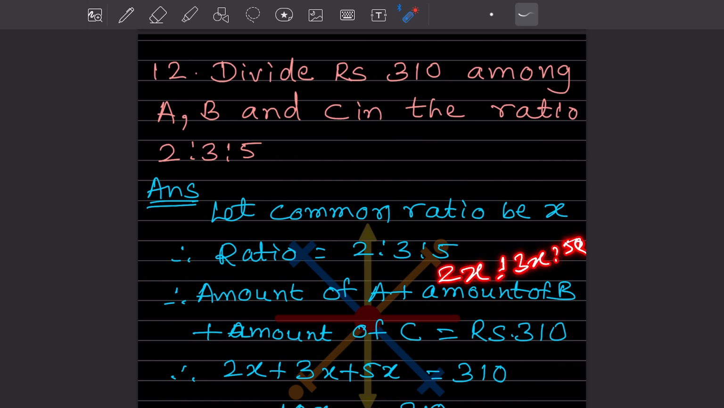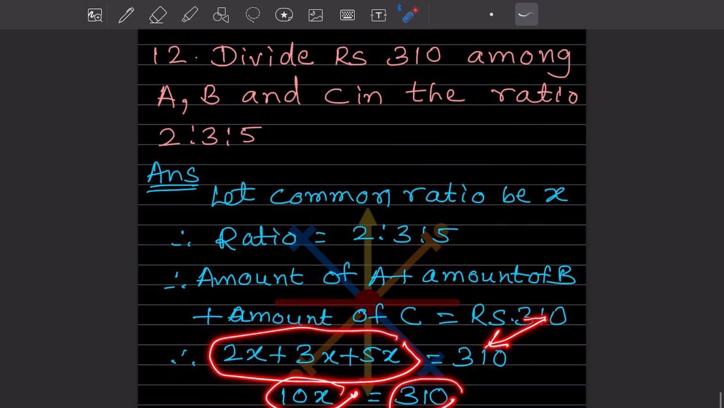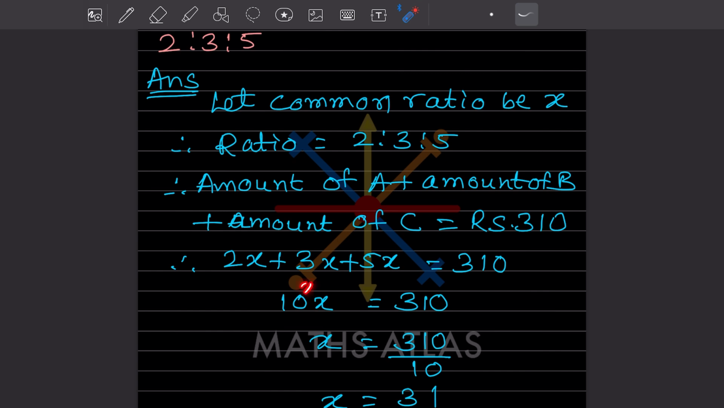So this total, when we add it, 5, 3, 8 and this 10. So that is going to be 2x plus 3x plus 5x is 310. So this is 10x is 310. So what do you get here? x, this is multiplication. When it goes to the other side, it gets divided. So 310 divided by 10. Here 0, 0 gets cut off. So x is 31.